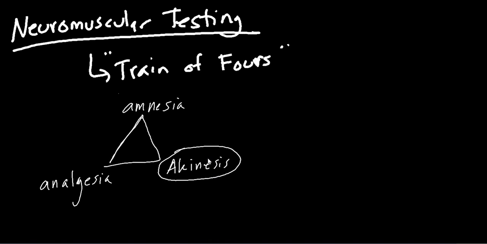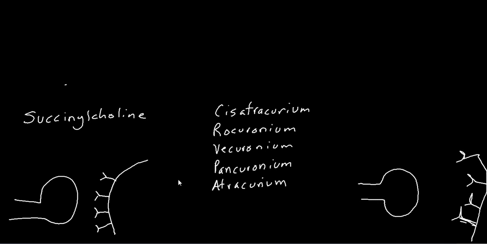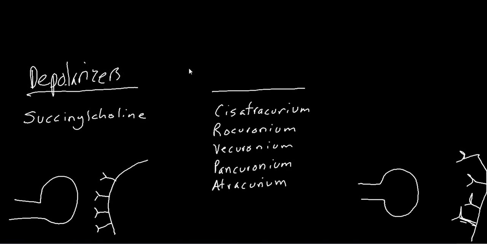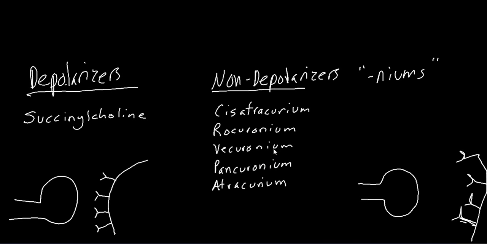train of fours. So to achieve paralysis, we need to give a paralytic agent. What agent should we give? Well, we've got a whole list of things. We can use succinylcholine, we could use rocuronium, we could use any on this list. Now, there are two main categories of paralytic agents: the depolarizers and the non-depolarizers. The main depolarizer in use today is succinylcholine. The non-depolarizers all end with the same suffix, -nium: rocuronium, vecuronium, pancuronium, etc.